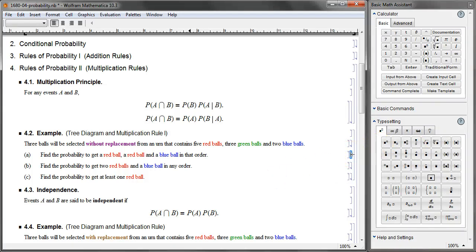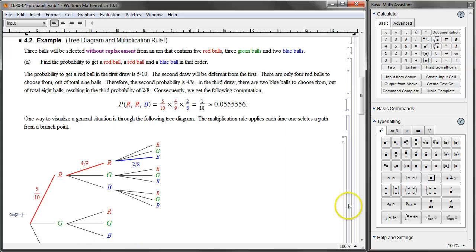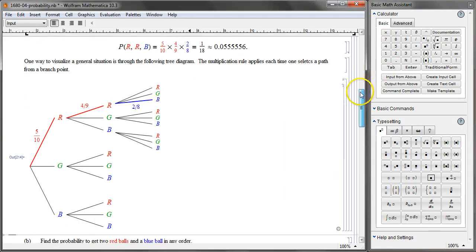Find the probability that you get a red ball, a red ball, and a blue ball in that order. Red, red, blue. Now, how do you visualize that? Here is the visualization tool called the tree diagram. The first draw, we have 3 possibilities, red, green, and blue. And each outcome, we have 3 branches, red, green, and blue from the second draw. And then for the third draw, of course, we have red, green, and blue.